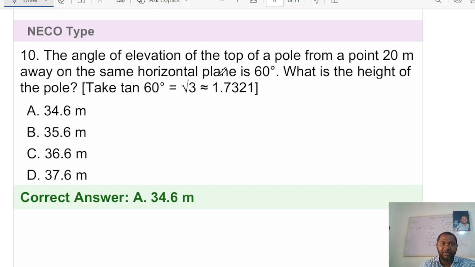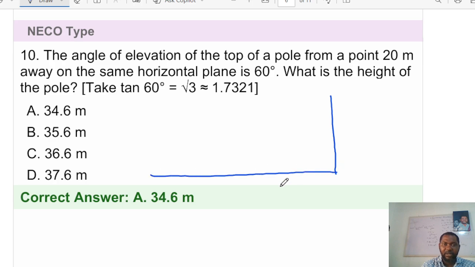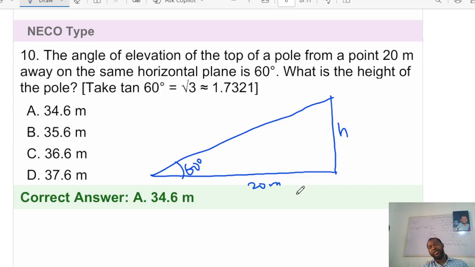Now the next one says, the angle of elevation of the top of a pole from a point 20 meters away on the same horizontal plane is 60 degrees. What is the height of the pole? Very simple. This is the height of the pole, this is the distance to the pole, which is 20 meters, and this is the angle of elevation, 60 degrees. You see, you don't need to stress yourself anymore in doing things like this.